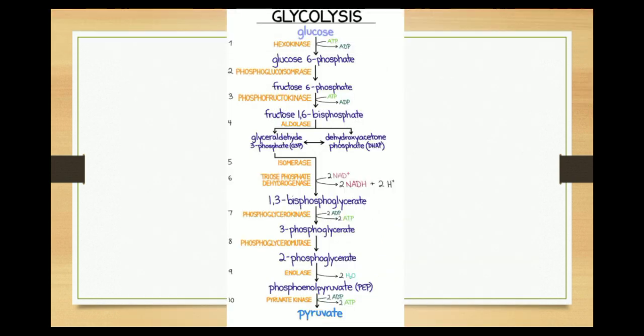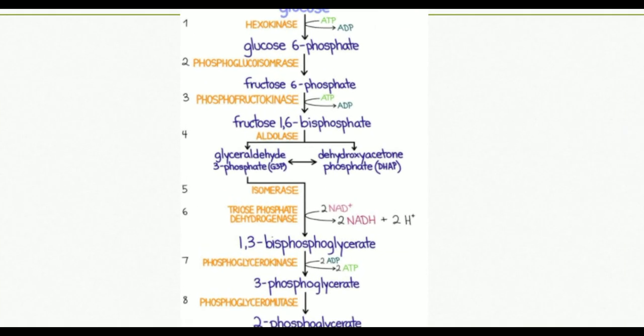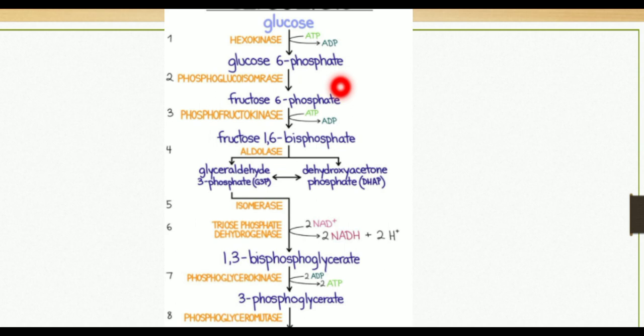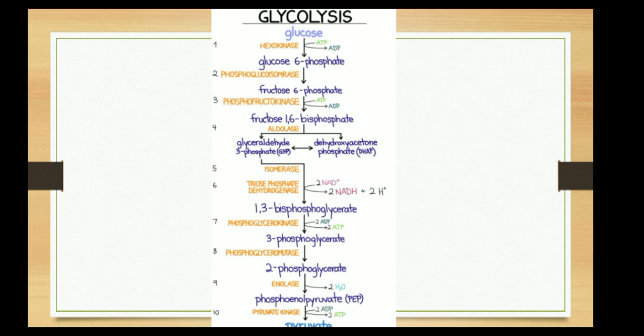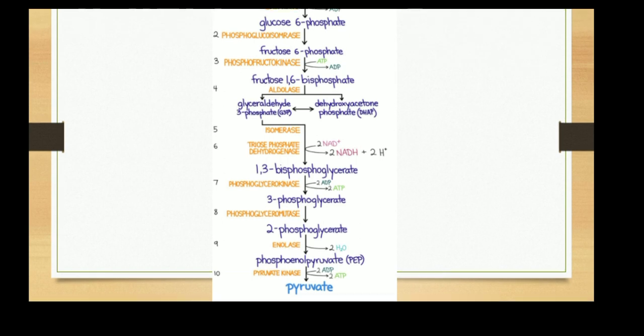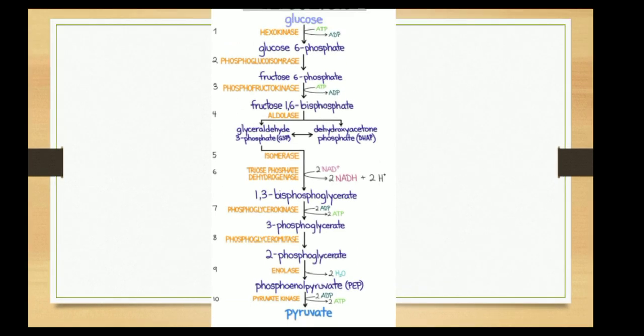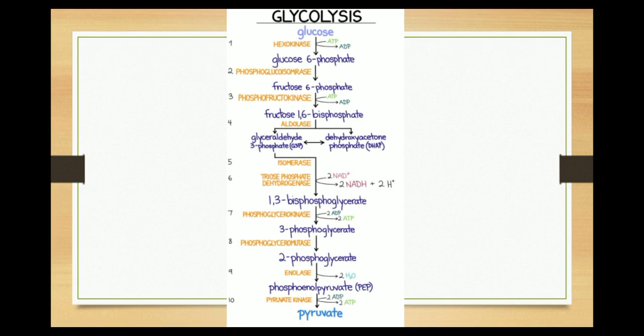Now let's see the steps overall. Let's recall the steps here. Glucose is converted into glucose 6-phosphate, then fructose 6-phosphate, then fructose 1,6-bisphosphate, then the splitting occurs, then glyceraldehyde 3-phosphate is converted into 1,3-bisphosphoglycerate, then 3-phosphoglycerate, then 2-phosphoglycerate, and phosphoenolpyruvate PEP, and then pyruvate. The further breakdown of pyruvate depends on whether oxygen is present or not in the Krebs cycle and the ETC, which take place in the mitochondria.